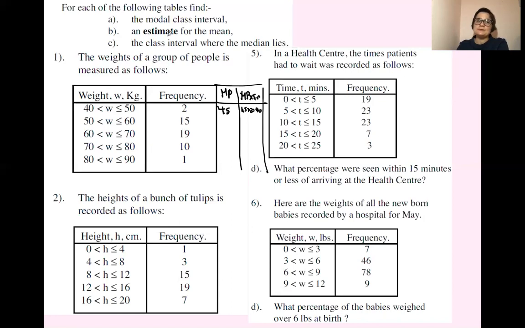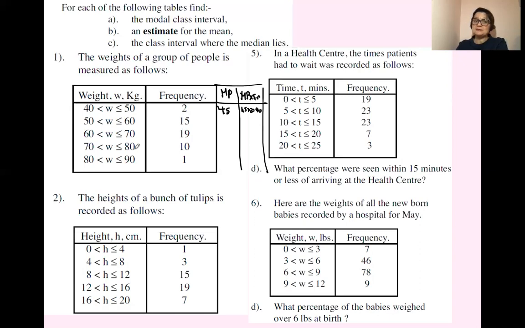And then the modal class and the median. The modal class is going to be the one with the highest frequency, and the median you need to calculate. So add the frequency plus 1, divide by 2, and find out which class that belongs to.